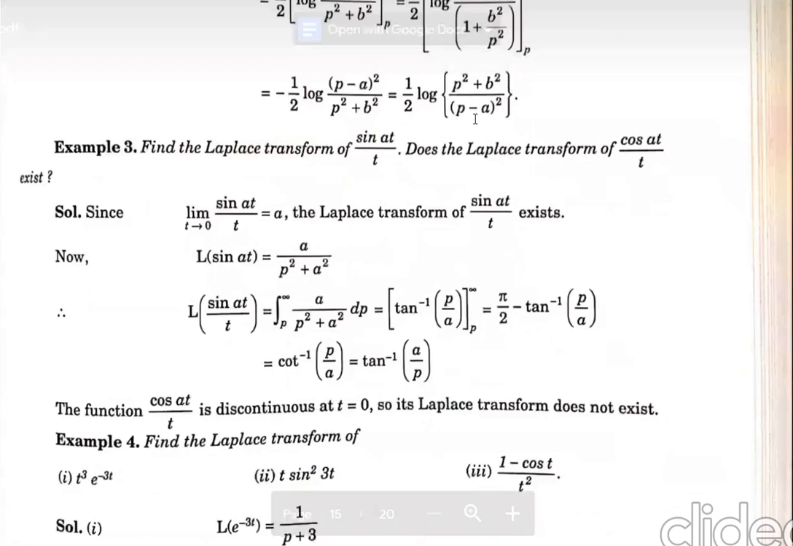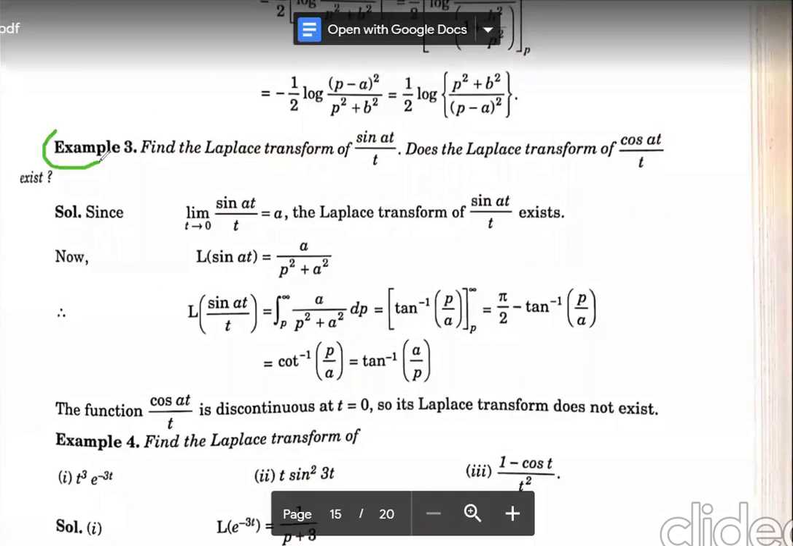This problem is very important. These all problems are very important. Now find the Laplace transform of sine of at by t. That you can very easily do. Consider f of t as sine of at. Then find the Laplace transform of sine of at, and then use the result of f of t by t, that is integration p to infinity f of p dp. And does the Laplace transform of cos of at by t exist?